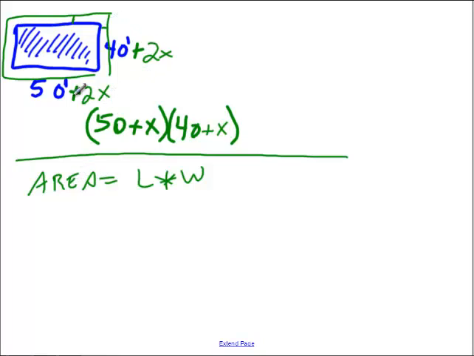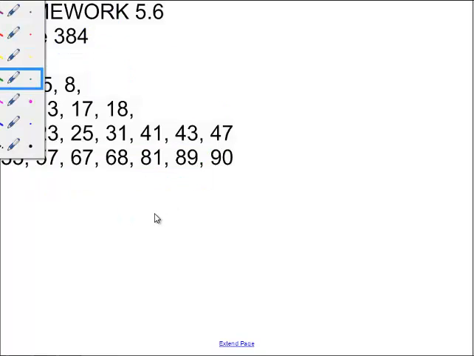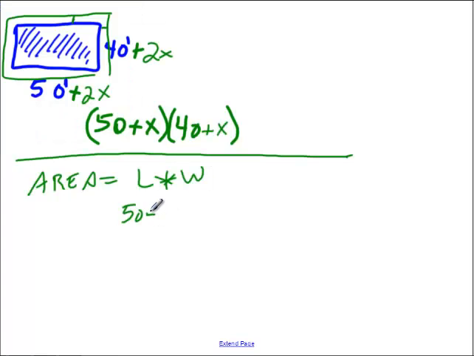So what's the total area of that pool plus the deck? Well, the length would be 50 plus 2x. Length would be 50 plus 2x. Width would be 40 plus 2x. And what would be the total area of the pool plus my deck? Well, from here, we'd have to say, I've got now a polynomial, which is a binomial, times a polynomial, which is a binomial.